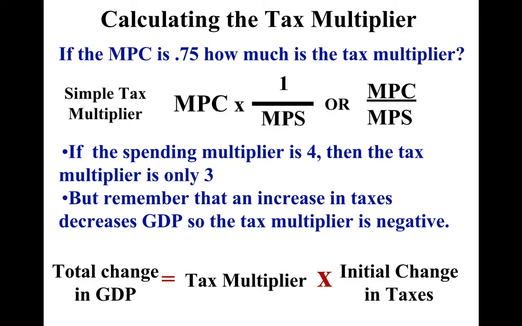Okay? And remember also that if you're increasing taxes, you have to decrease GDP and your tax multiplier will be negative, just like we did before. Okay? So here's your equation. Total change in GDP equals tax multiplier times initial change in taxes.